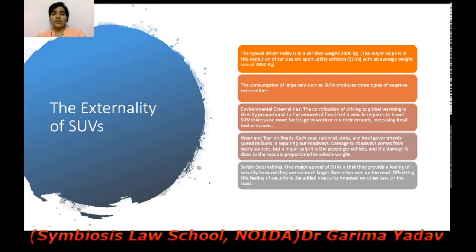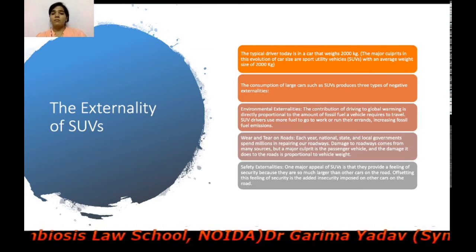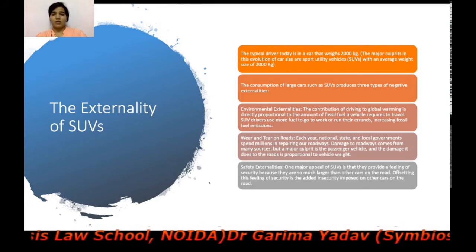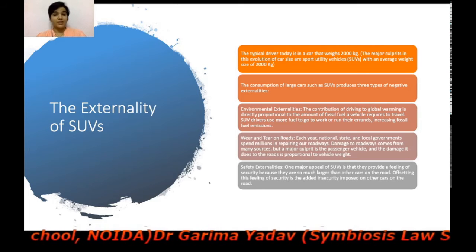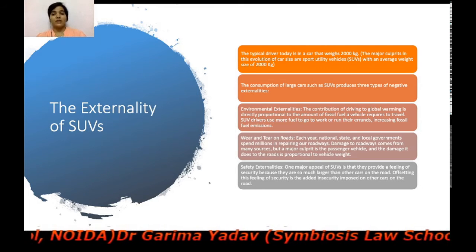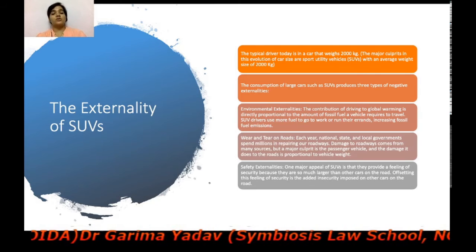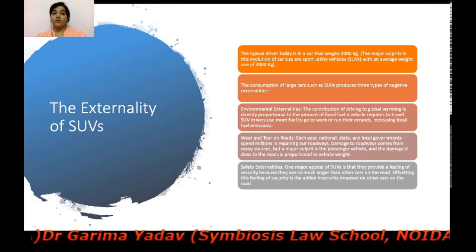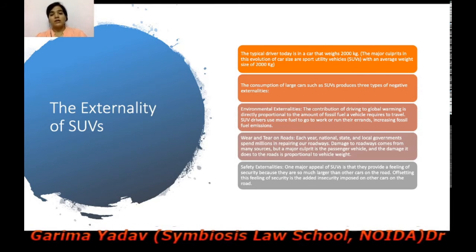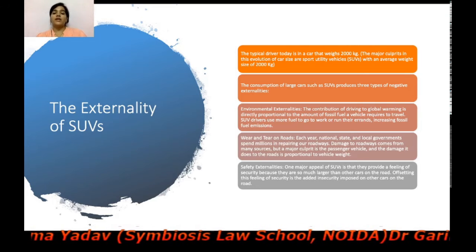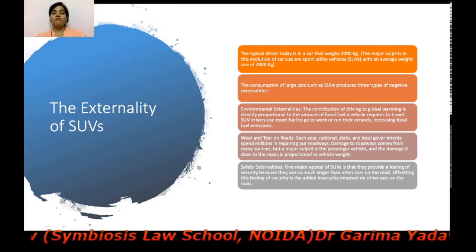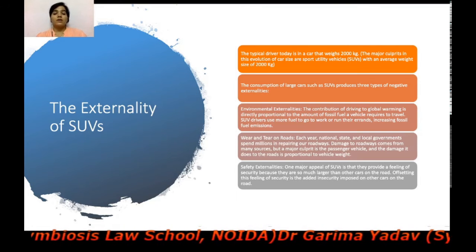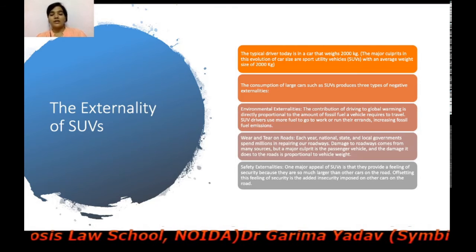Each year, national, state, and local governments spend millions in repairing our roadways. Damage to roadways comes from many sources, but a major culprit is the passenger vehicle, and the damage it does to the roads is proportional to the weight of the vehicle. The third externality is the safety externality. One major appeal of SUVs is that they provide a feeling of security because they are so much larger than other cars on the road.